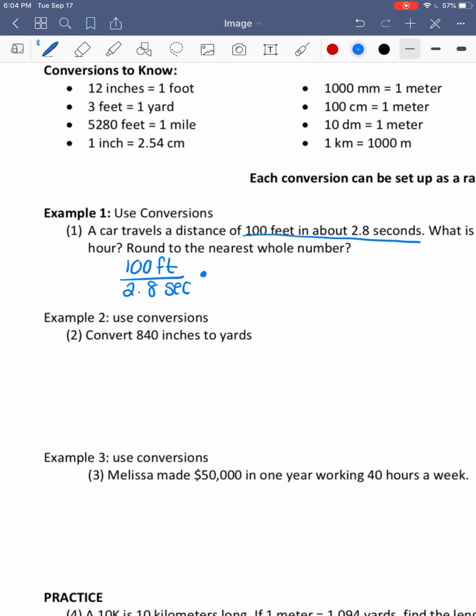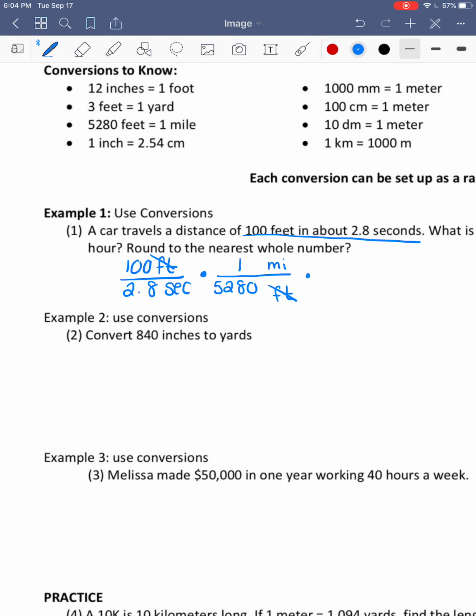To do so, I'm going to multiply this by another ratio where feet are in the numerator, and my goal is to have miles. Hopefully I know something about how many feet are in a mile. I look up at the top, the conversions to know, and I know that 5,280 feet are in 1 mile. Now I've canceled out the unit of feet, and I have my desired unit of miles.